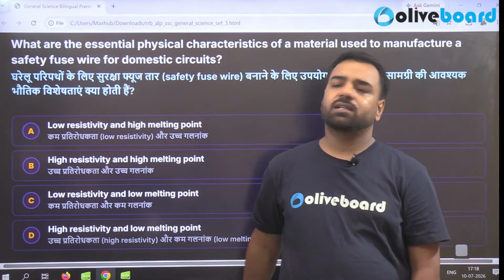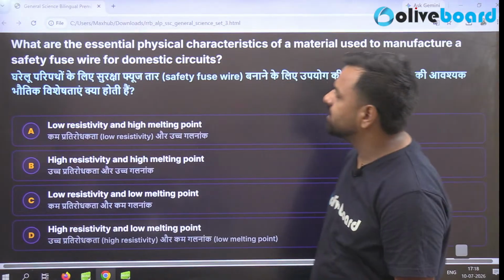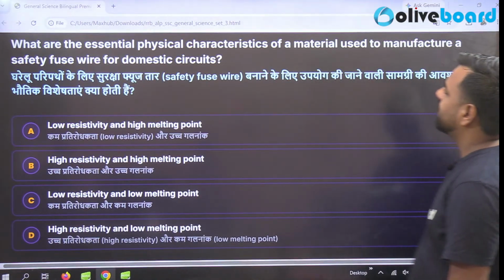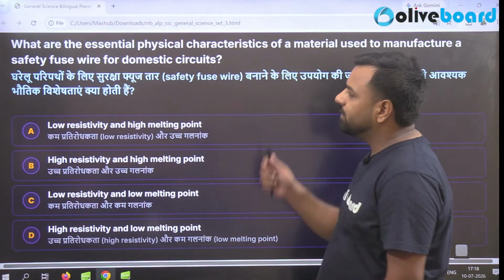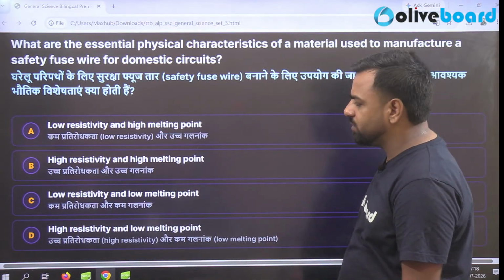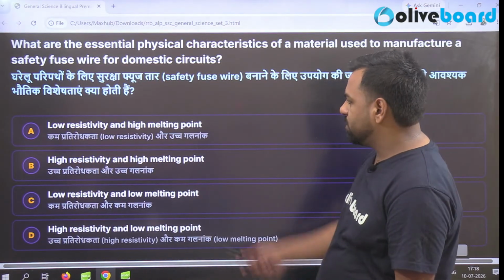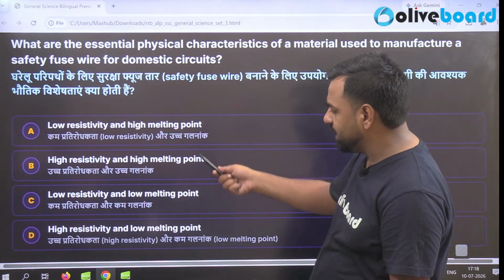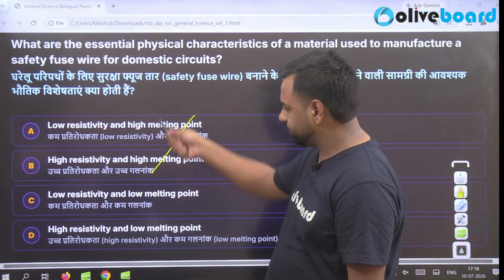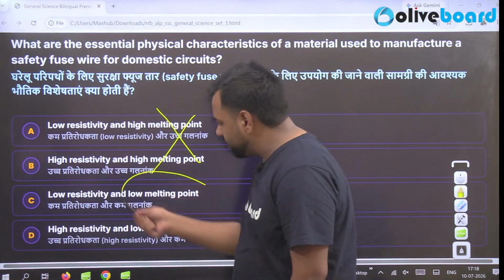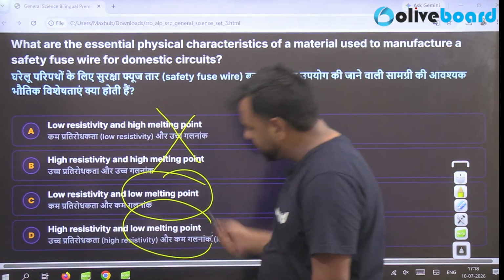So this is the question that is asked. What are the essential physical characteristics of a material which is used for manufacturing the safety fuse wire for domestic circuits? It should have a low melting point. So yes, high melting point options can be eliminated. This is known as option elimination. Now guys, we have two more options, but both have a low melting point.